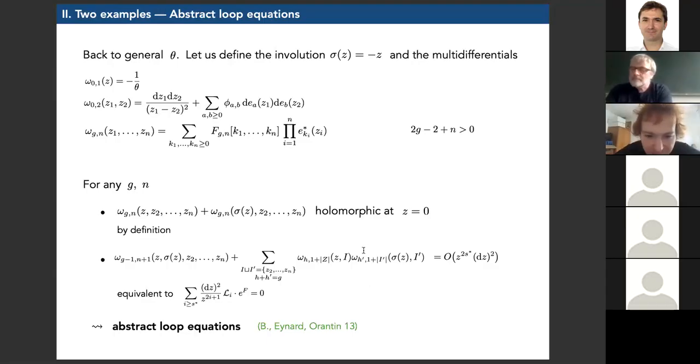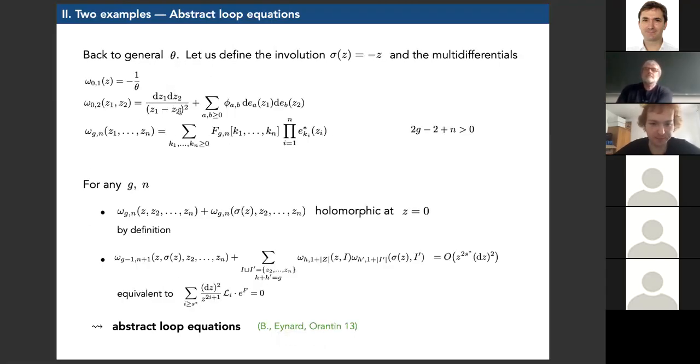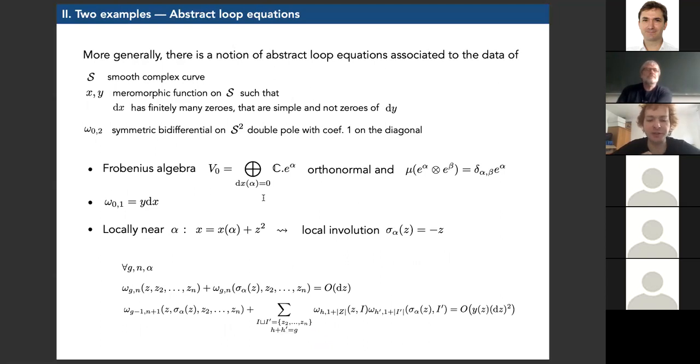And once you see this, you can generalize it to take any smooth complex curve with two functions x and y on it, and some symmetric bidifferential, like dz1, dz2 over z1 minus z2 squared, and construct an Airy structure. Here I'm going to skip the details because I just want to convey this idea, to explain how it appears in matrix models. So from any curve with a branch cover, with some condition, you can attach an Airy structure, and therefore you have something computed by topological recursion.